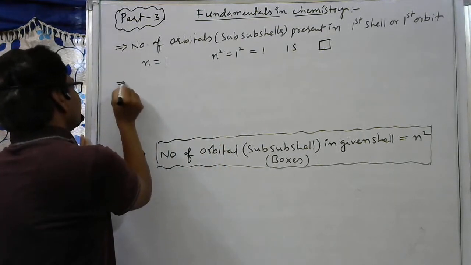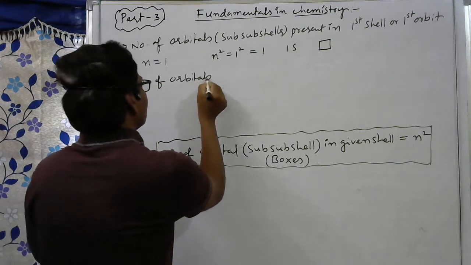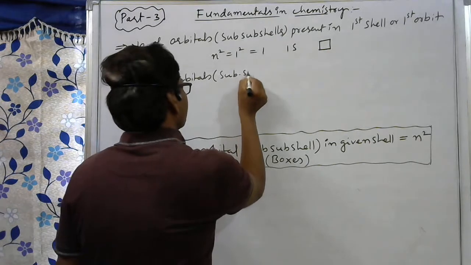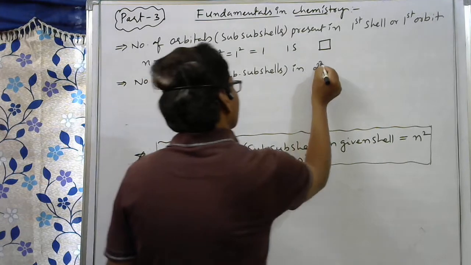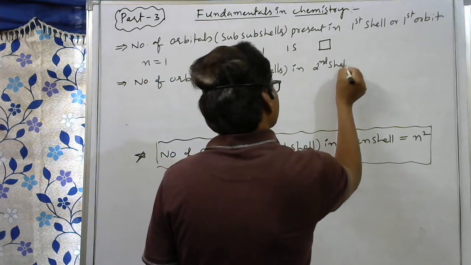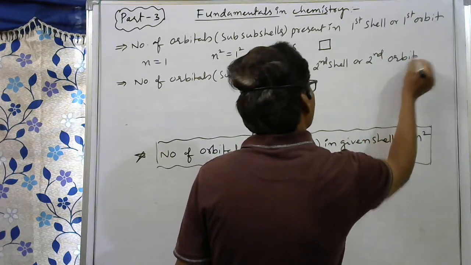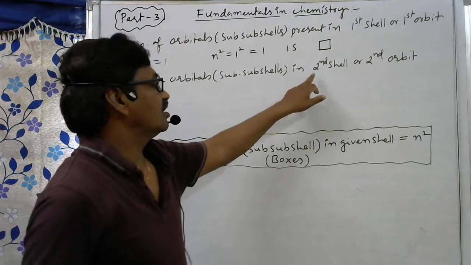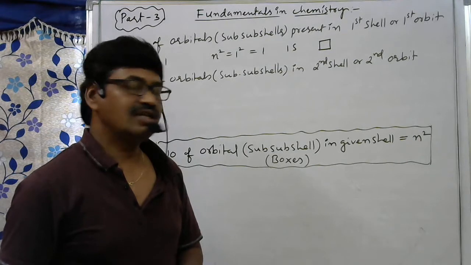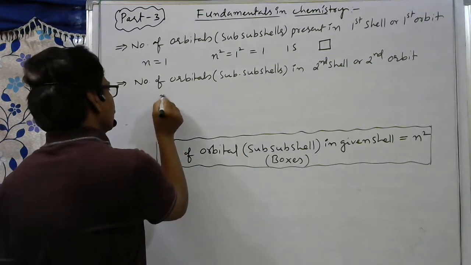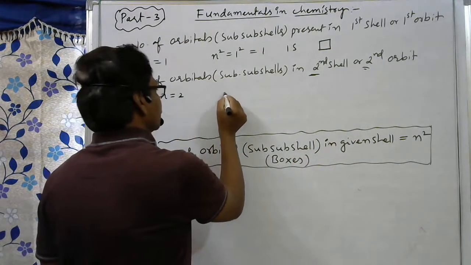See here I am writing number of orbitals, otherwise subshells in second shell or second orbit, otherwise L shell or L orbit. So for this, what is the n value? n value 2, already given 2. So if n value is 2, so n square value we should take, no.